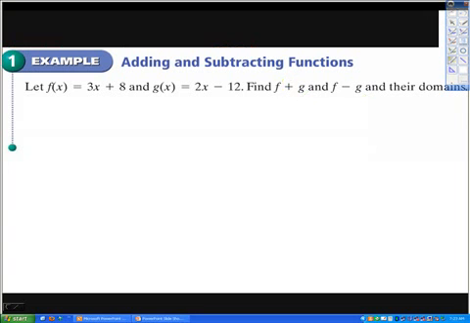We're asked to take the f function and add to it the g function, and we're asked to take the f function and subtract from it the g function, and then find their domains. In other words, what can x be after we do that? So here it goes.